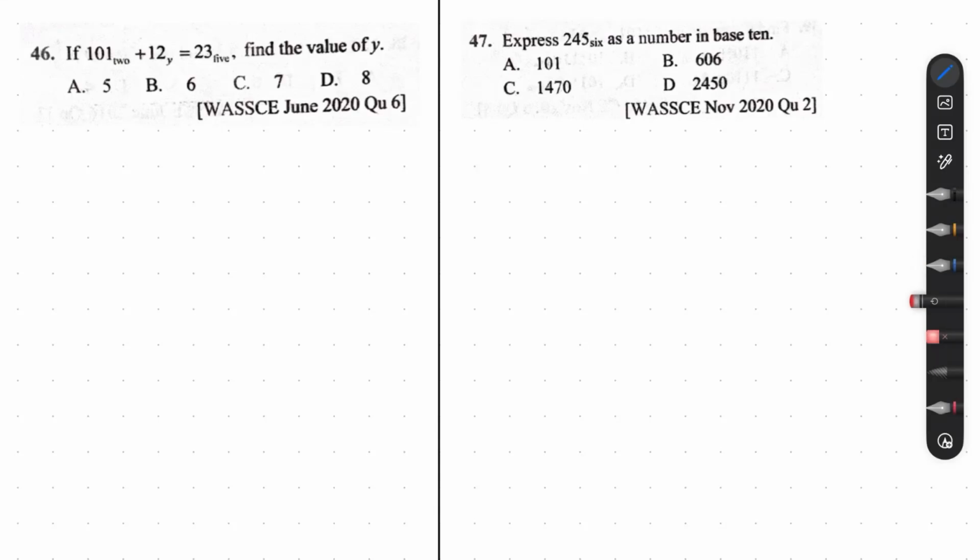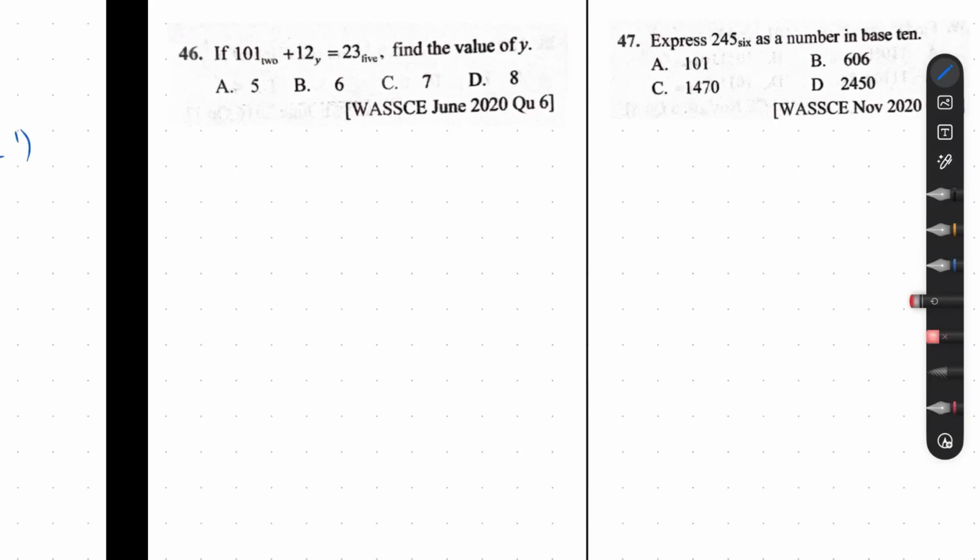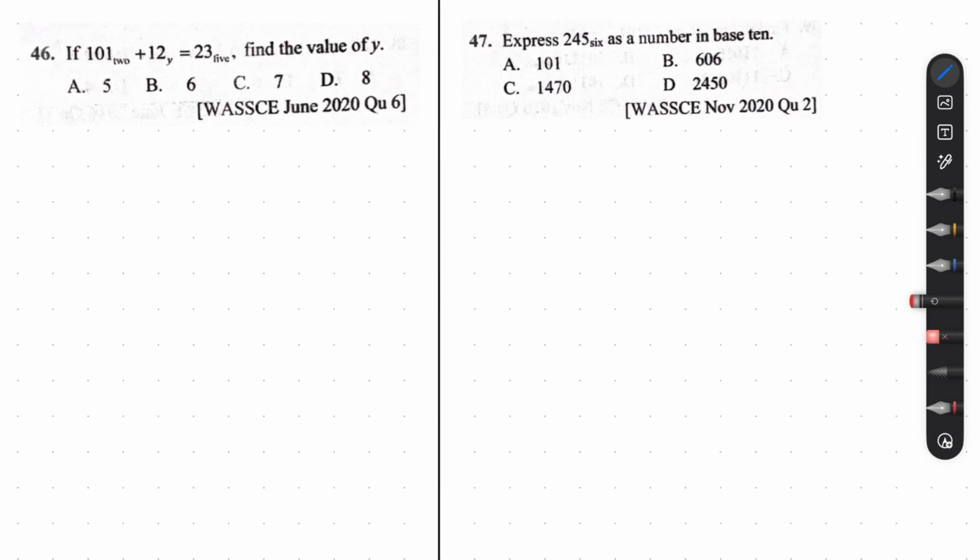Okay, welcome to another session in this series. In the previous session, we ended on question number 45. So here we start with question number 46.